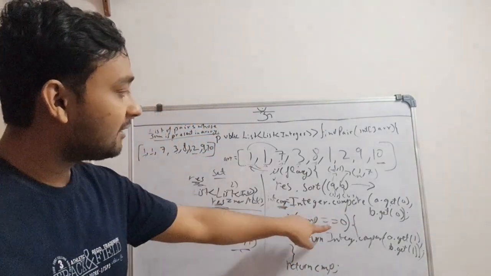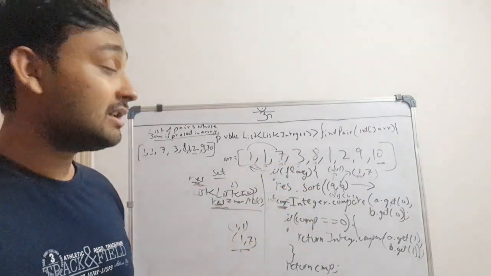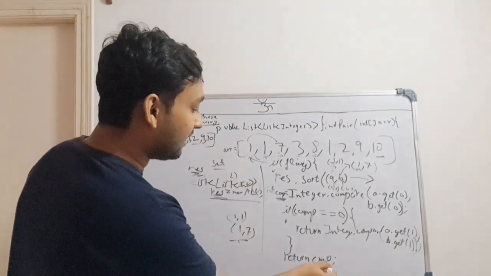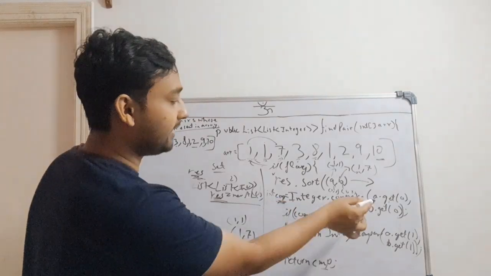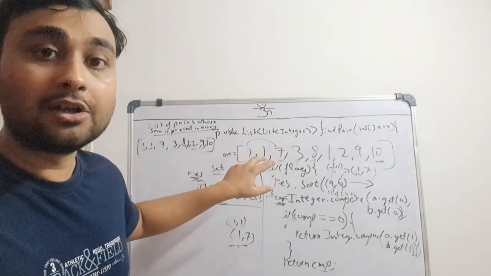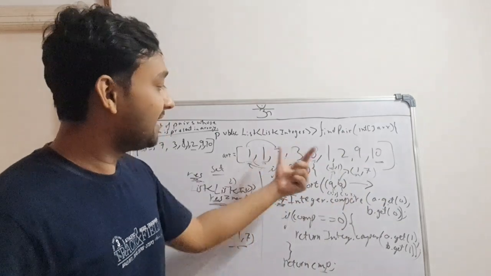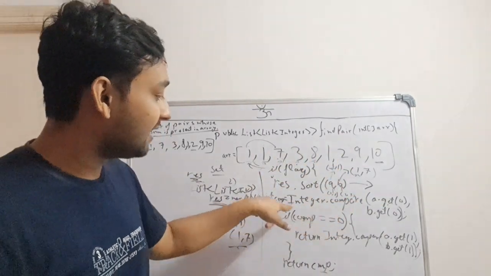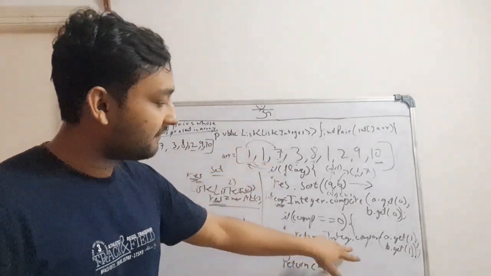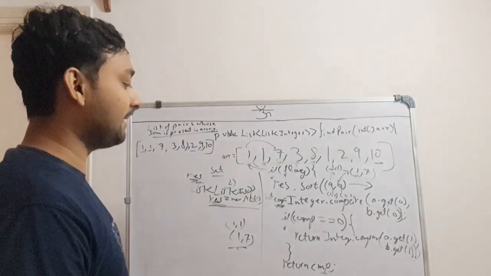There can be a chance that the two values are not the same, that all are different. There can be a test case where both values are not the same. In that scenario, we have to return the comp which is calculated over here. It will just compare the 0 part. Let's suppose the data is 1 7 and 2 3, 4 4 and 9. Now the first element is not the same, so I will directly return this comp. But if it is the same, just like in this example, we have to check the next, a dot get 1 and b dot get 1. I hope you are getting the clarity on how it is being compared.